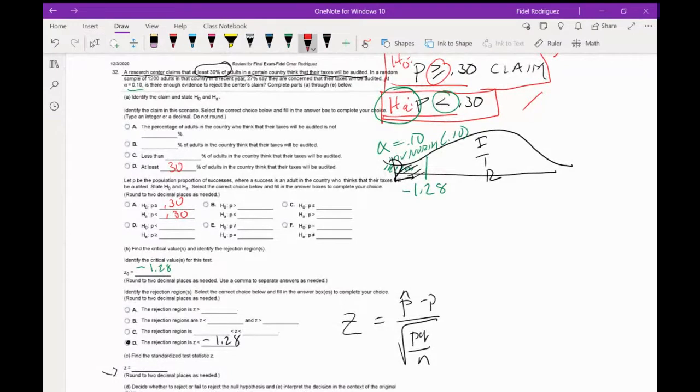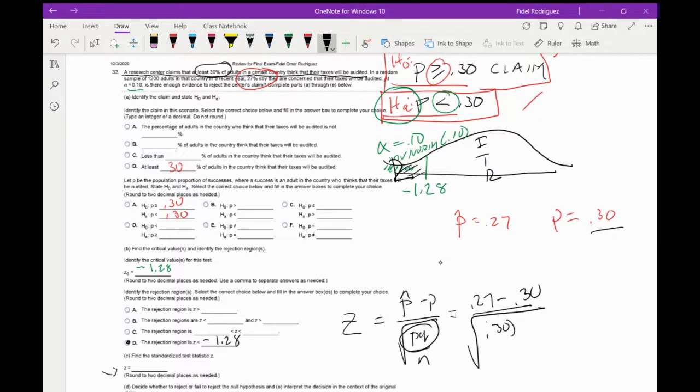Okay, so guys, coming back to my problem, my P hat is going to be 0.27. My P was already 0.30. So there's a couple things that we need in this formula. We need P hat, which is 0.27. We need P, which is 0.30. We need P and Q. So if P is 0.30, does anybody know what Q would be?